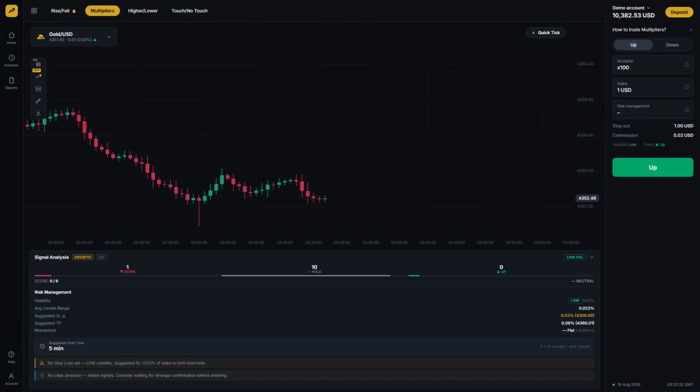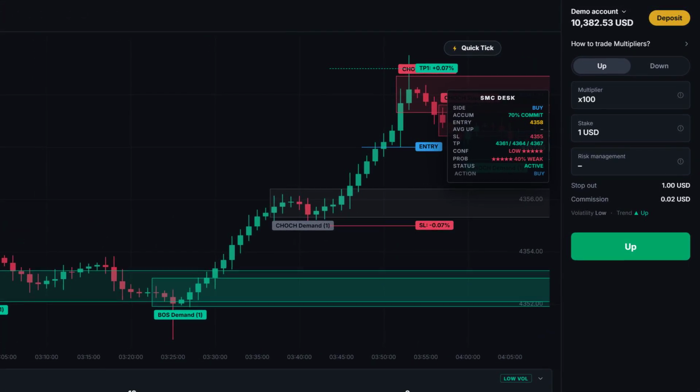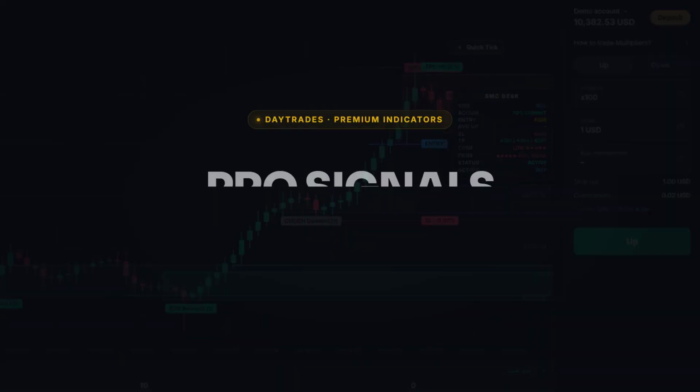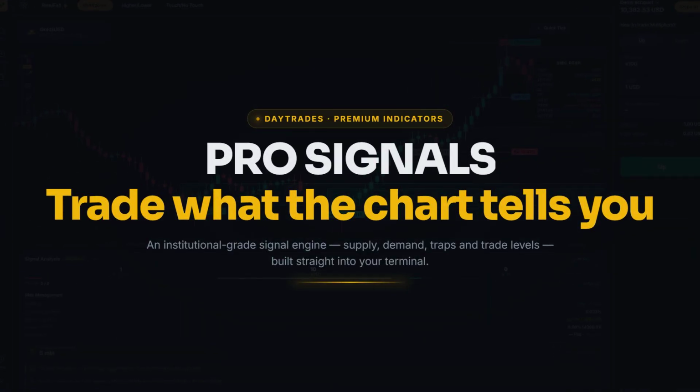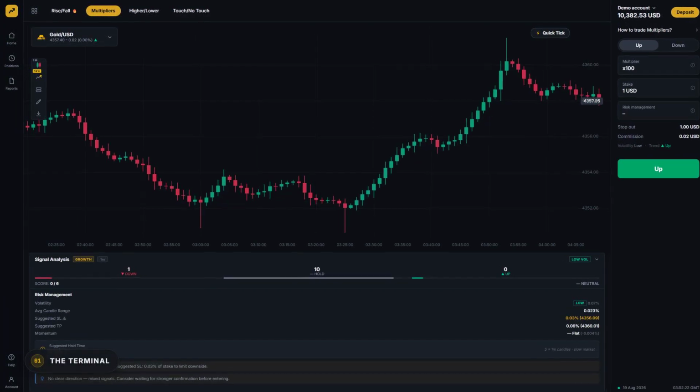Most traders stare at a chart and guess. What if the chart told you exactly where to buy, where to stop, and where to take profit? This is Pro Signals on DayTrades, an institutional-grade signal engine built right into your trading terminal. In the next few minutes, you'll learn how to read it, how to trade it with multipliers, and where MetaTrader 5 fits in. Let's start with the layout.